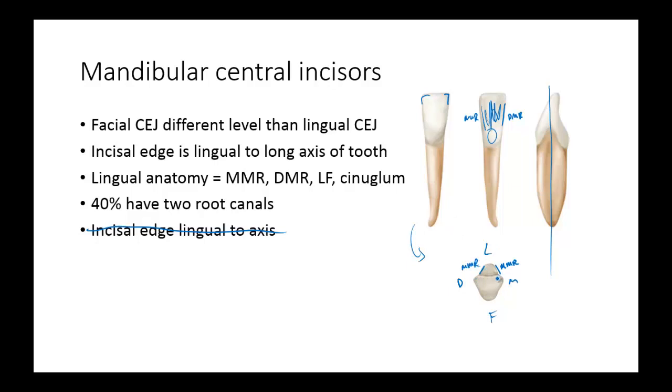And you can see incisally, this has much more of an oval shape than the triangle shape that we saw with the maxillary central. And 40% of them have 2 root canals. So if you have 2 root canals within one root, the root canals will be positioned facial lingually.